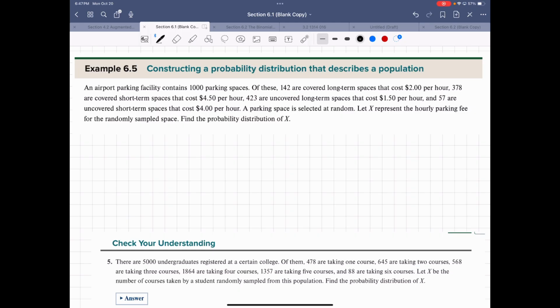So we set up our table. We've got X. We've got P of X. Okay. It says let X represent the hourly parking fee. So I know it's the hourly parking fee.